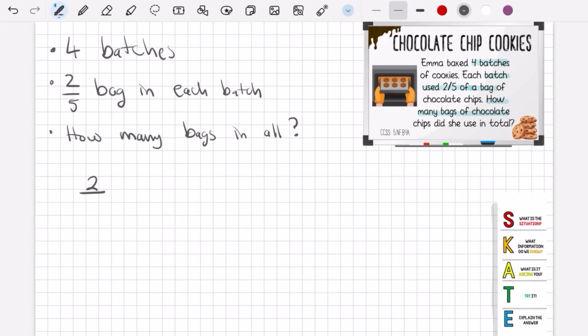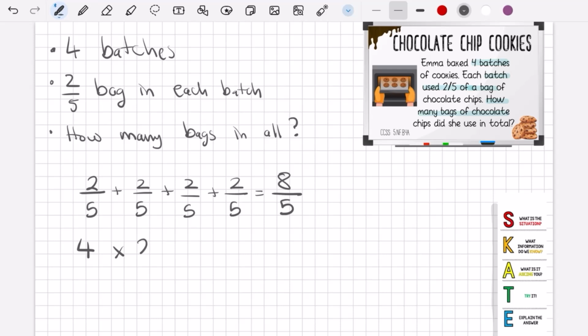So the first thing that I could do is, if I know that each batch needs 2/5 of a bag and we're making 4, I can use repeated addition and add 2/5 4 times. When we add fractions, we add the numerator, but not the denominator. So that's going to be 8/5 in all.